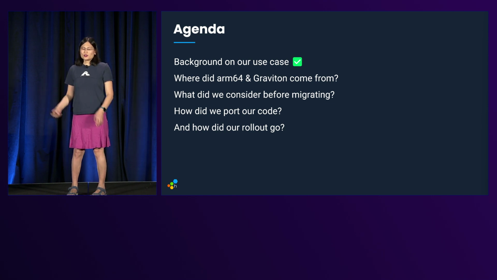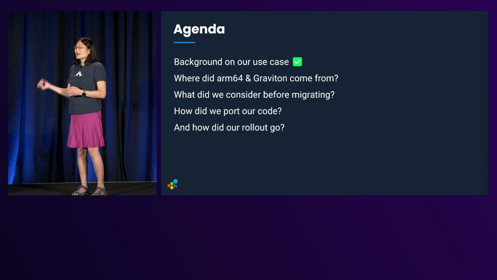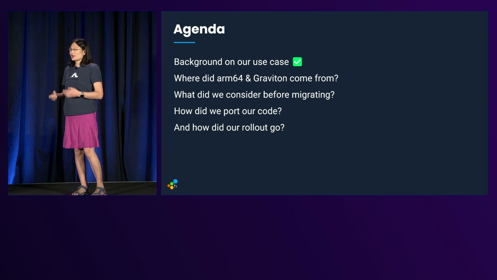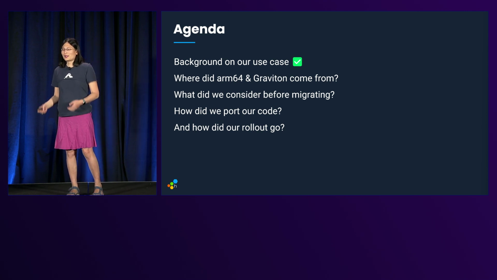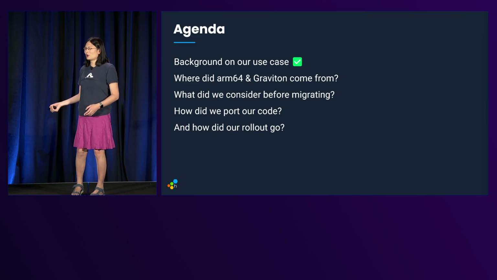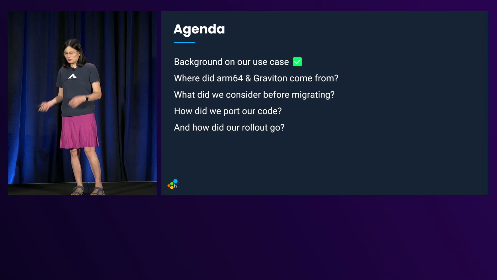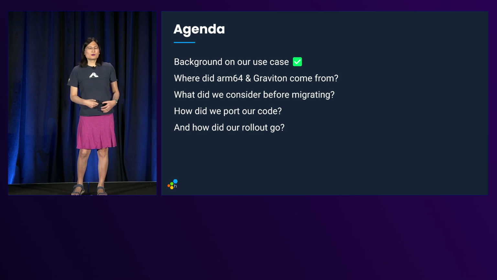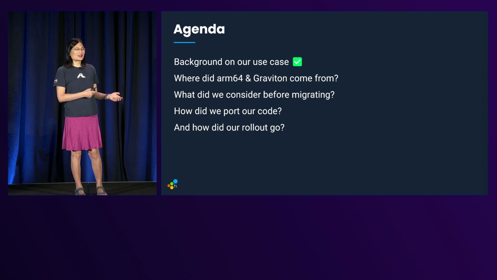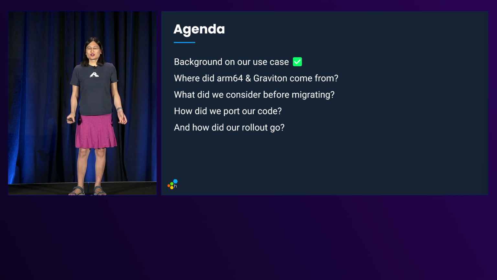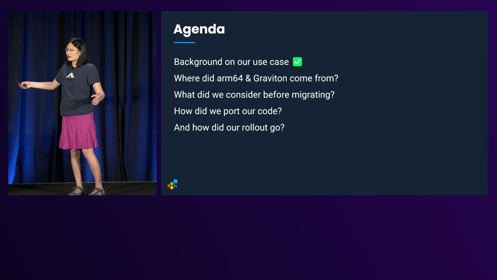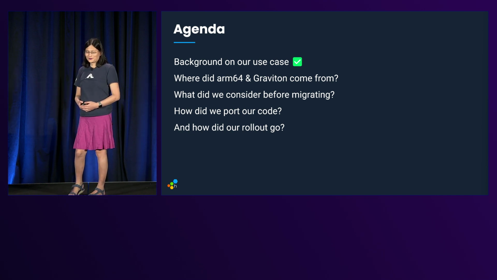Over the next hour, we're also going to be talking about the context in which ARM64 came to be such a powerful force. You heard it in the keynote on Monday, right? Over 50% of new CPU deliveries coming into AWS are Graviton today. But where did that all come from? How did we get to this point? And then how did Honeycomb actually carry out our migration? What did we consider? How did we actually design our experiments? And how did our rollout actually go across all of the AWS services that we use?